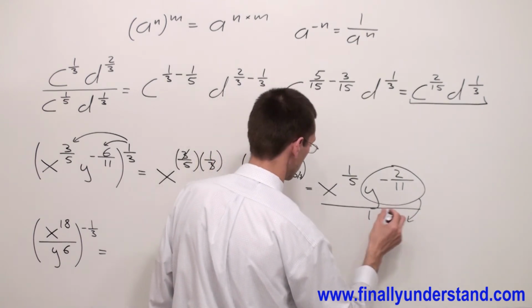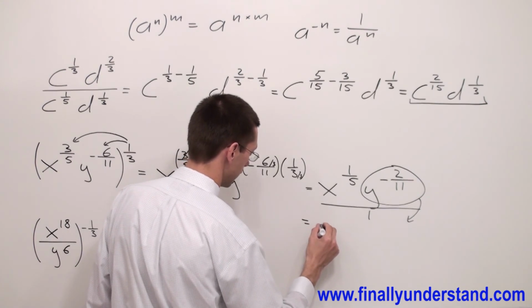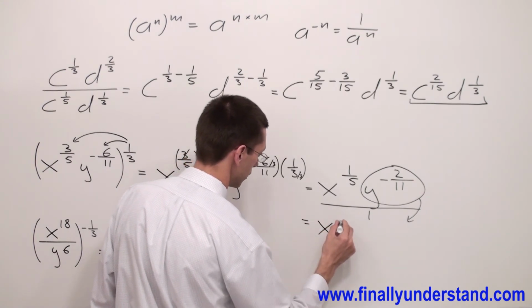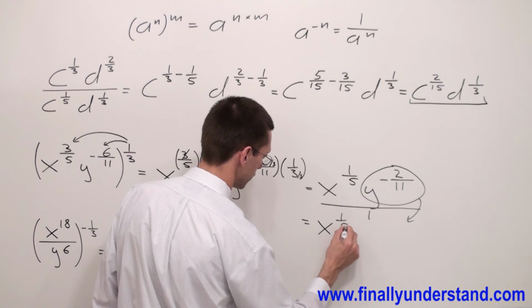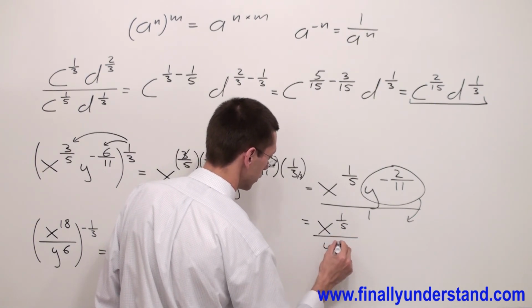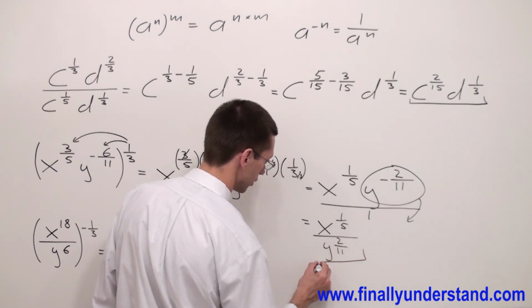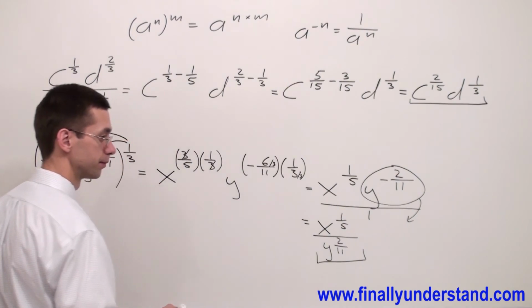So the final answer is going to be x to the 1/5 over y to the 2/11. This is the solution to this problem.